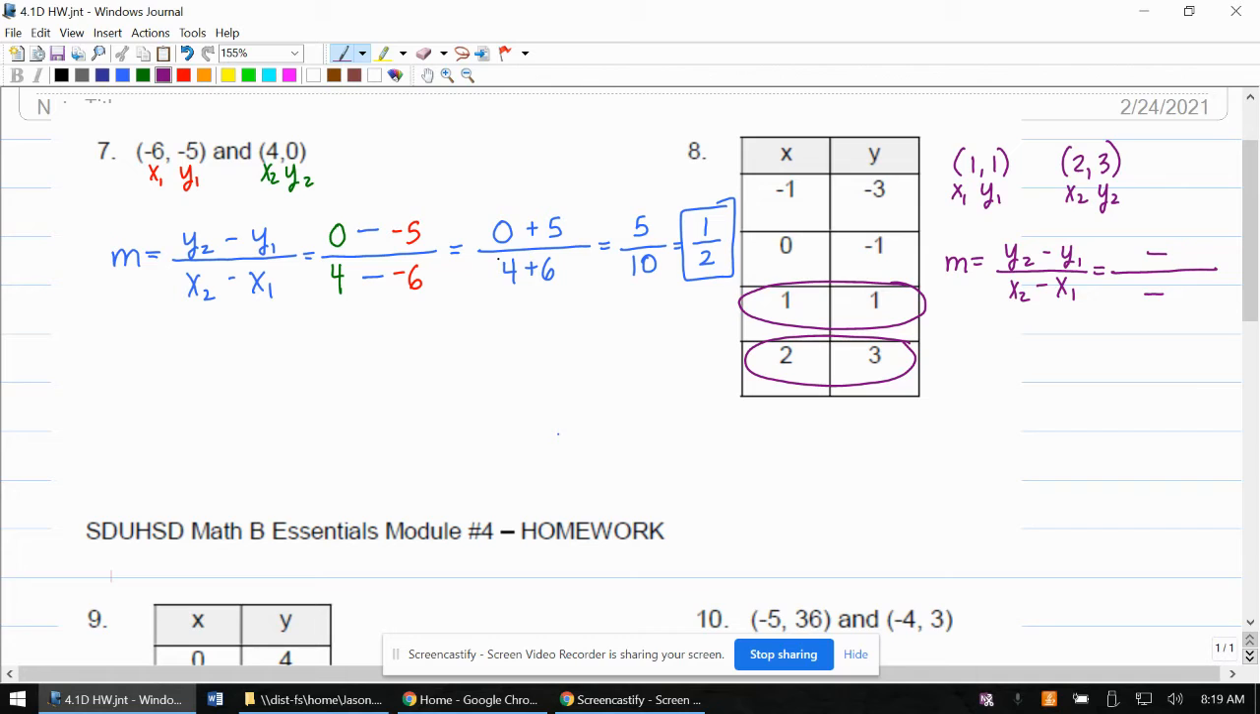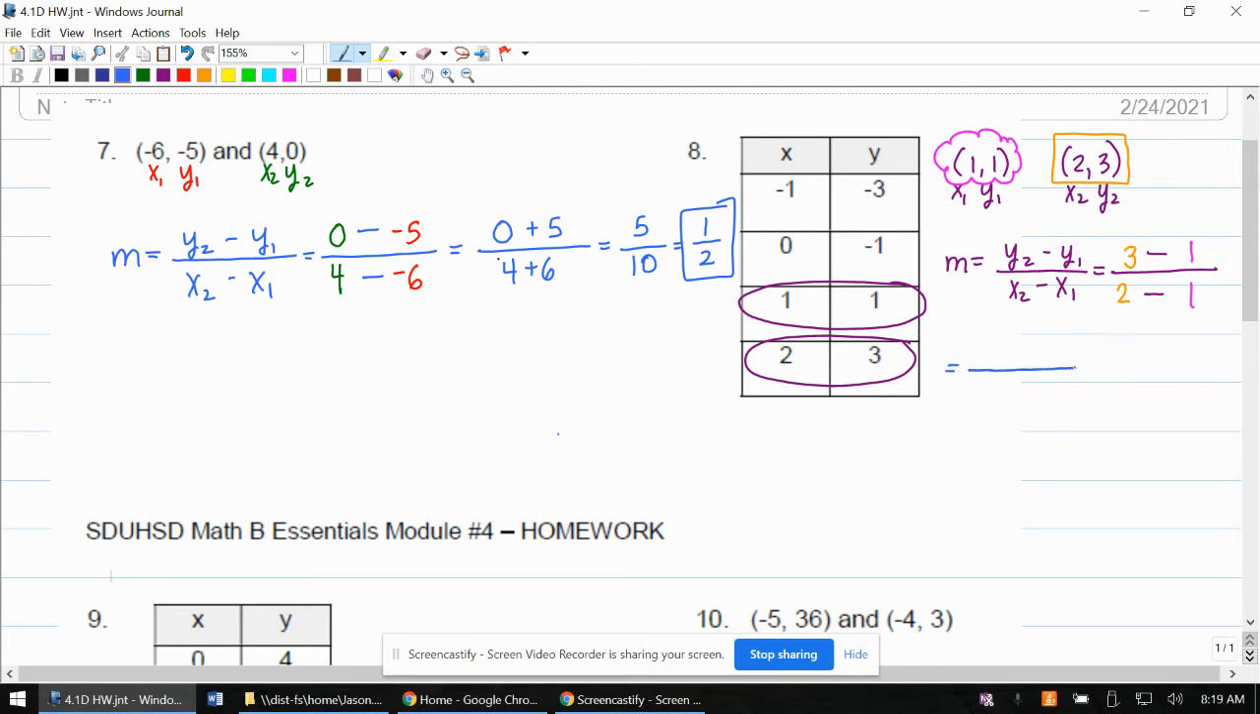Set up my slope formula fraction with my built-in minus signs. And if you don't have a colored pen, you could also box your points. So we're going to start with the boxed point in orange with 3 on top and 2 on bottom. And then we're going to go to the point here in this cloud with 1 on top and 1 on bottom.